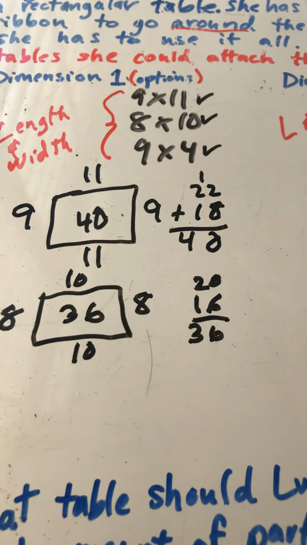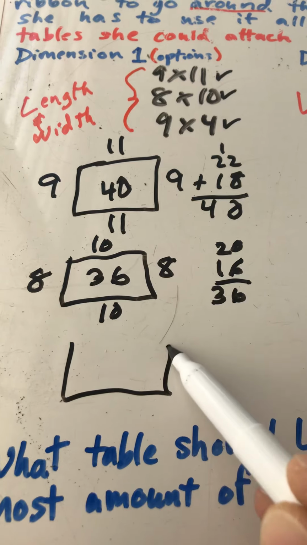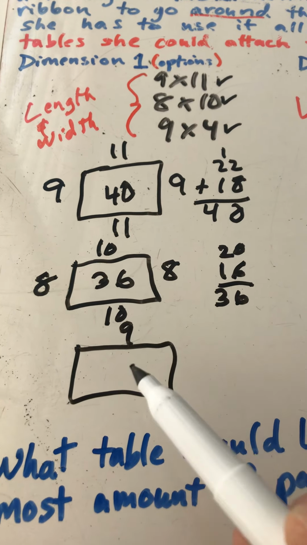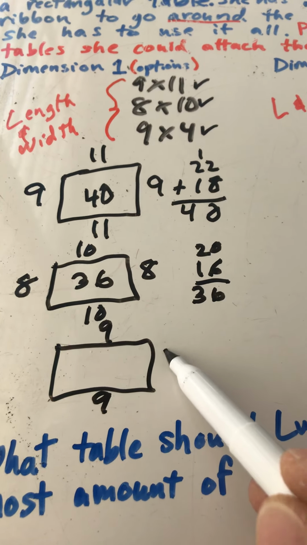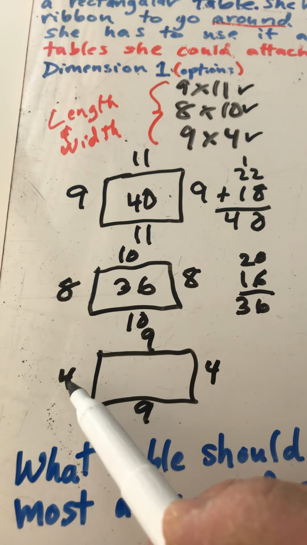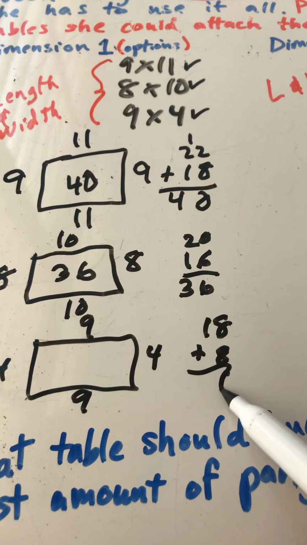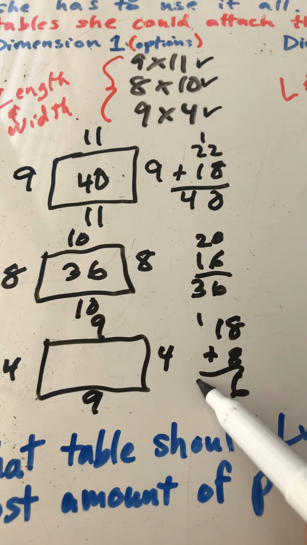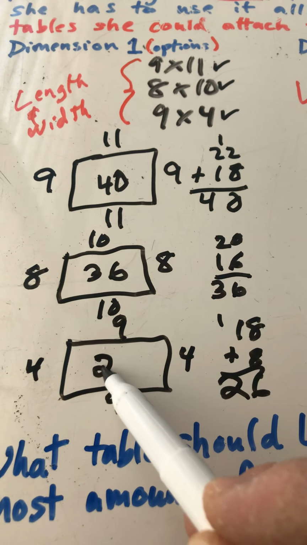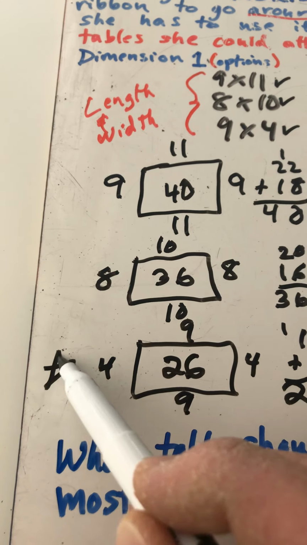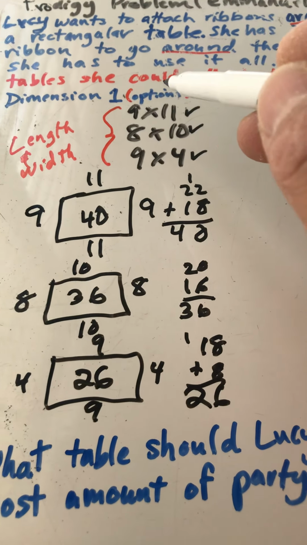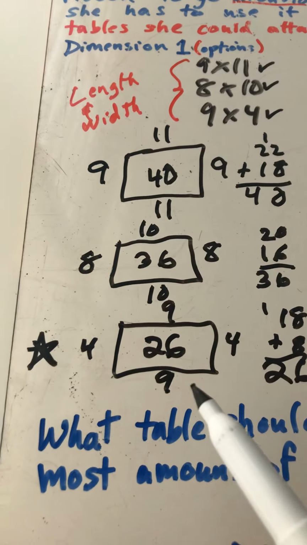All right, so I did this one, and I did that one. I'm on 9 by 4. So here's my third table. The longer side goes here, and the shorter ones go here. So 9 and 9 is 18, and 4 and 4 is 8. And to add 18 and 8, I get 26. So this is the answer. This is the one that's 26. So for this table, the one that works is that one.